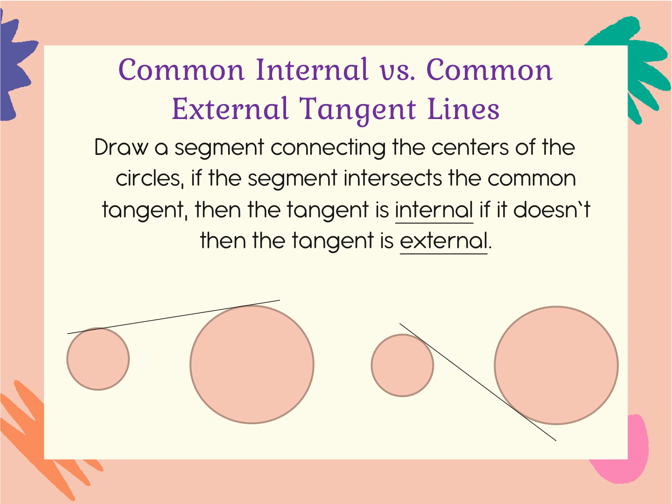Common internal versus common external tangent lines. It says draw a segment connecting the center of the circles. If the segment intersects the common tangent, then the tangent is internal. If it does not, then the tangent is external. So what you have to do for this one is draw your little center of the circle and draw a line through it. And then we need to determine, is it internal or external?